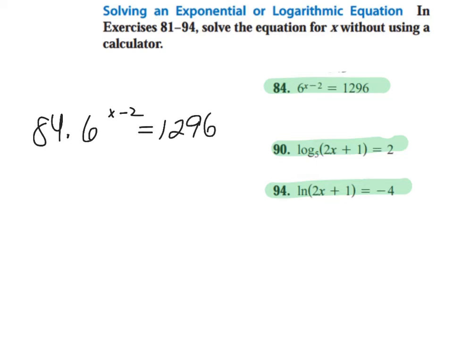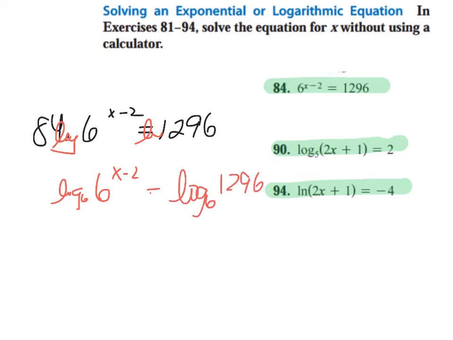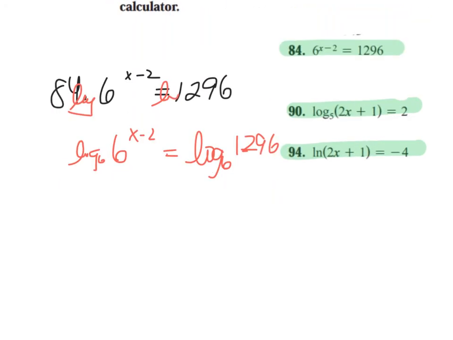I'm starting off in what kind of a form? Exponential. What is the opposite of exponential? Logarithmic. So the first thing I'm going to do, since my exponential is all by itself, is take the log of both sides, right? So I'm going to take log 6 of 6 to the x minus 2 equals log 6 of 1296. Agreed? Okay, so what happens to my log 6, big base 6?